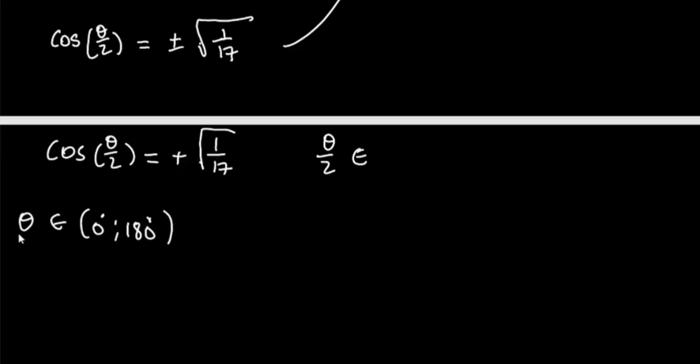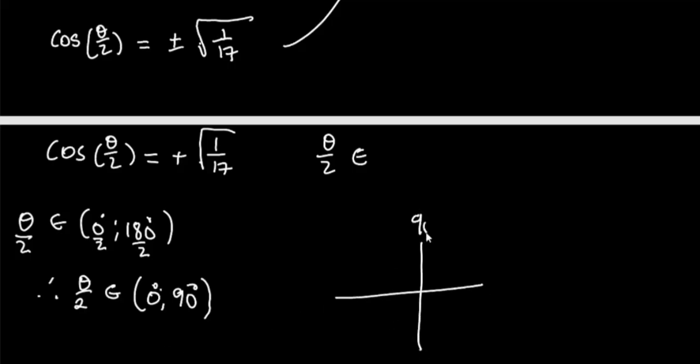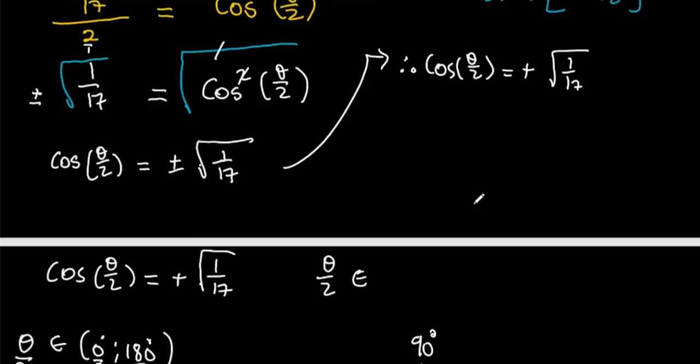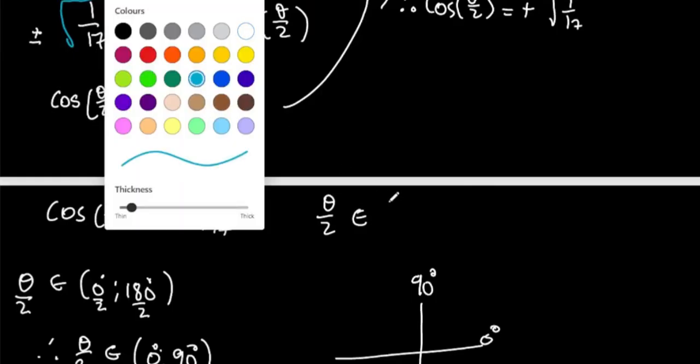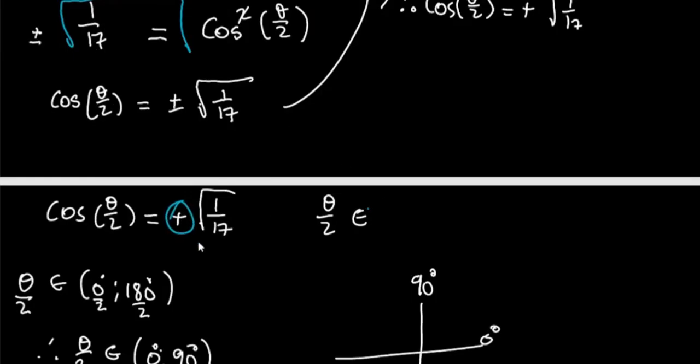You need to divide, remember, this is over 2. Therefore, theta over 2 must be an element of 0 divided by 2, which is just 0, and 180 divided by 2, which is 90 degrees. So can you see that theta over 2 must be between 0 and 90 degrees, which is quadrant 1. How is cos in quadrant 1? Positive. So this is how we got the positive answer. I hope this makes sense now.